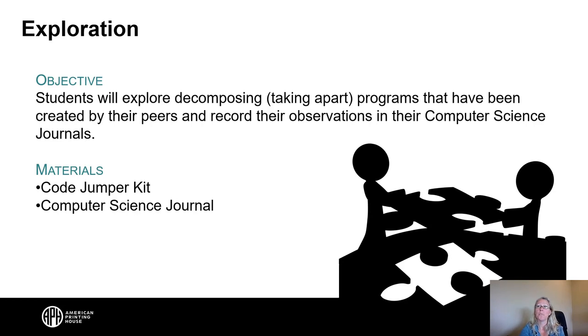Each group will put together a program with 6 play pods, a loop, and they're going to be required to use 2 threads. The groups of students will then create a program in their computer science journal and in Code Jumper, just any kind of program they want using those requirements of 6 pods, a loop, and 2 threads. Once it has been created and debugged and you're sure it matches the code that they have written down, they're going to play it for another group, and the other group is going to have to decompose it.